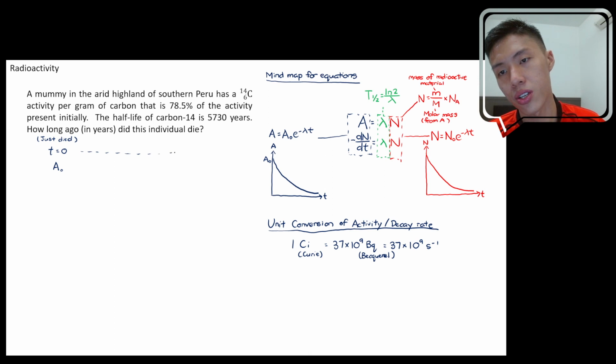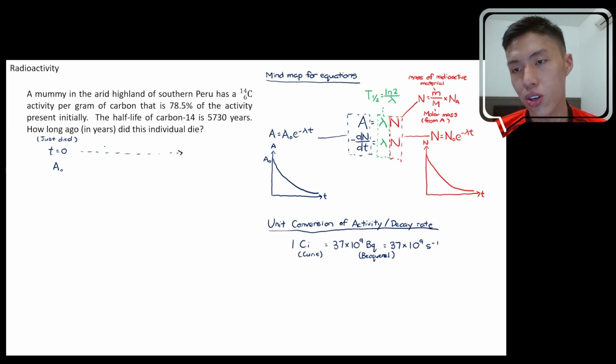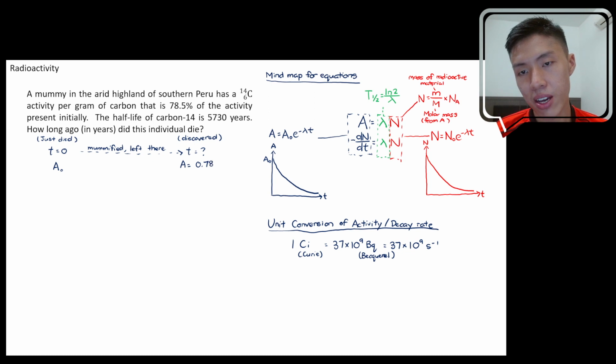But as time goes on, the mummy is already mummified and left there. At a certain time later, which we are interested to know, it is discovered by present-time humans. Its activity now is only 0.785 of the initial activity when the mummy died.